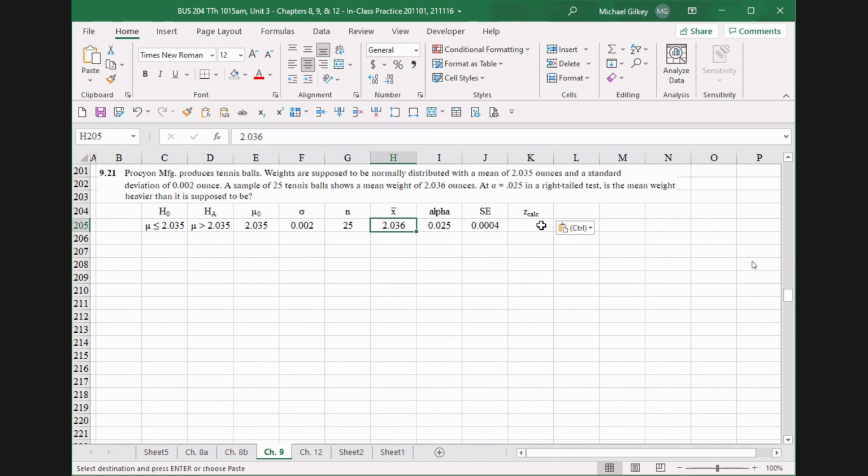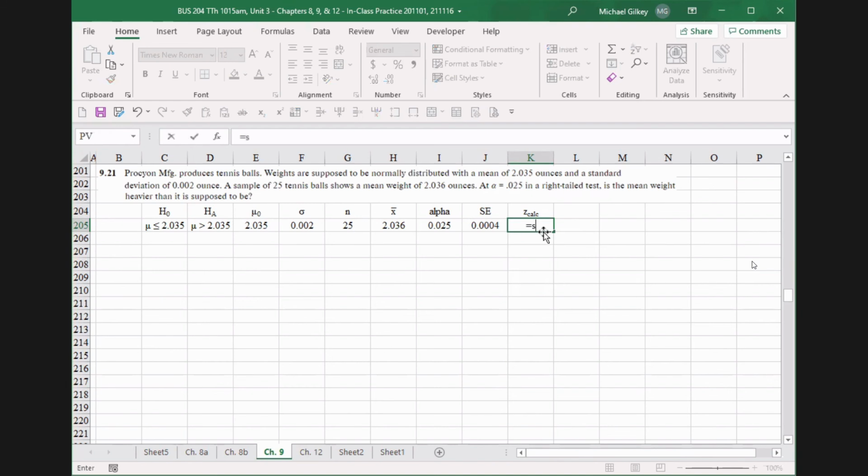So that's 2.5. Let's see, do we get 2.5? There's our sample mean. There's our hypothesized value. And there's our standard error. And what do we get? Oh, look, we get 2.5, just like we said. So it's definitely heavier than it's supposed to be. 2.5 standard deviations is kind of far out, isn't it?